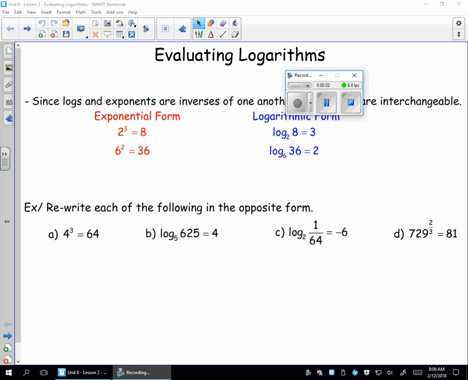In this lesson, we're going to continue to examine how we can evaluate logarithms. We're going to go backwards and forwards between logarithmic form and exponential form. Sometimes one is easier than the other, depending on what you need to examine.